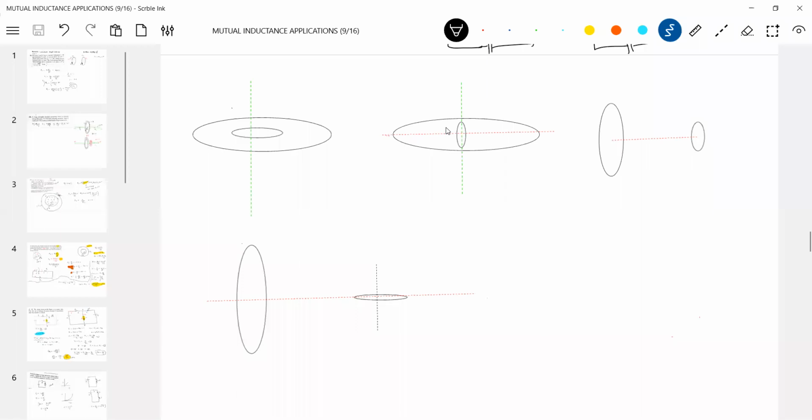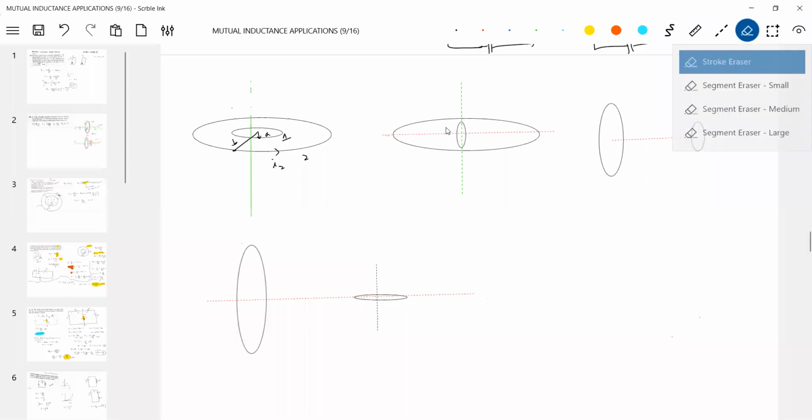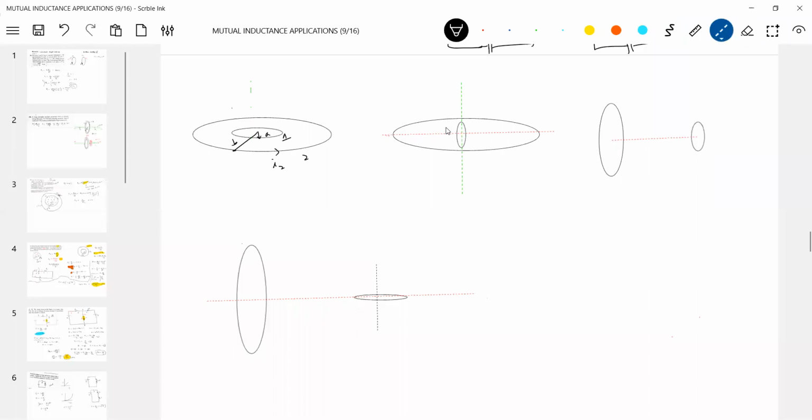Mutual inductance. These are the two coils, coil 1 and 2. Is the mutual inductance zero or non-zero? Let's assume a current in the second coil. It will link the first coil. What about mutual inductance? It will be non-zero.